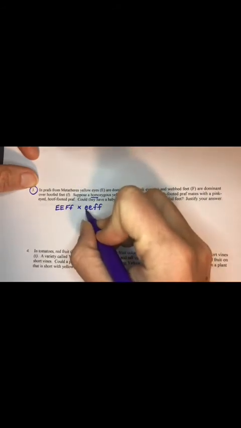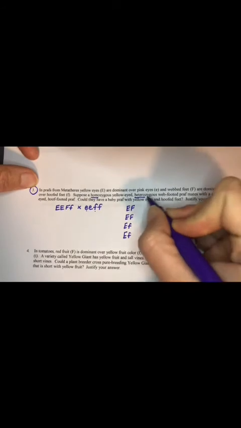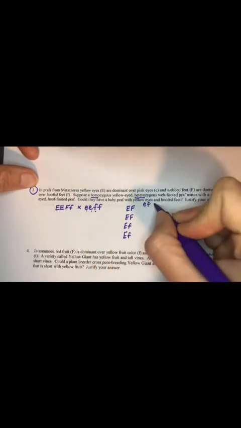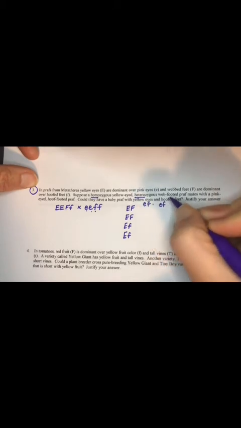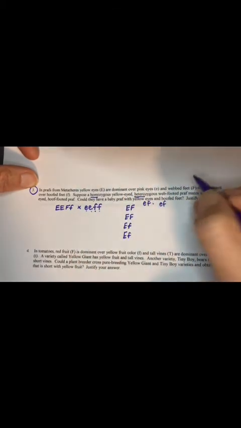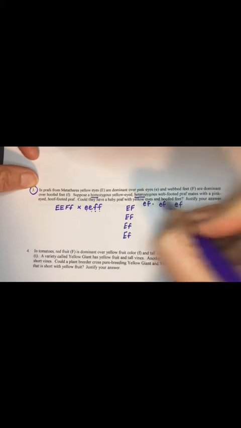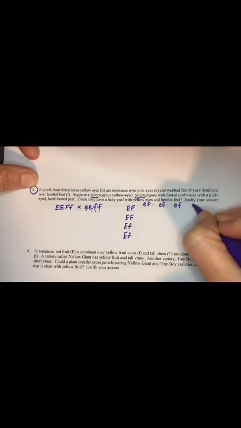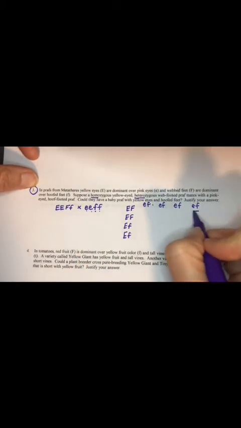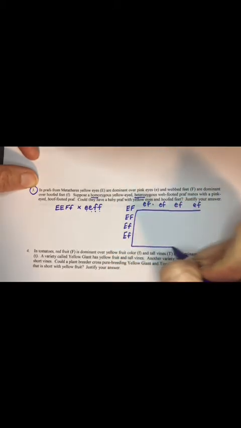Now, we would take this E with this F, this E with this F, this E with this F, and the first E with this F. Those are technically all the possibilities that could be donated.